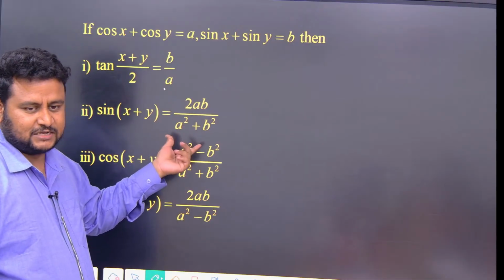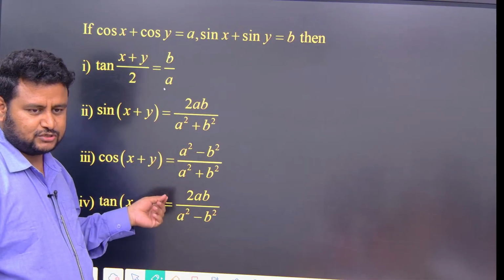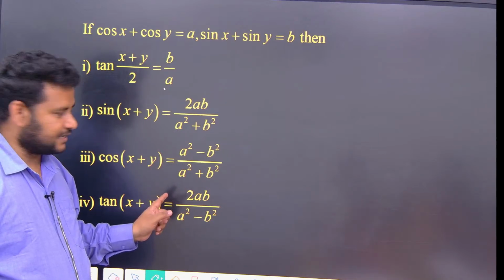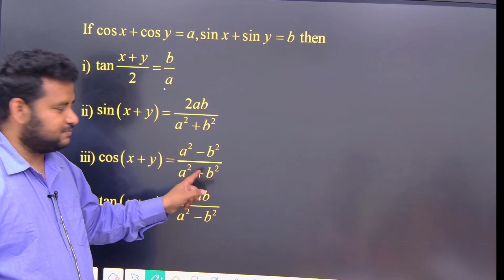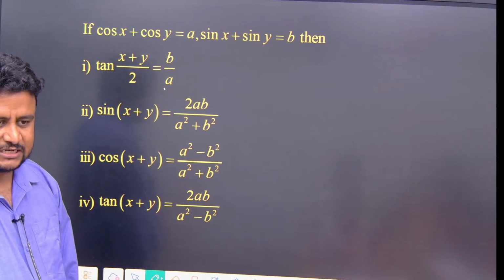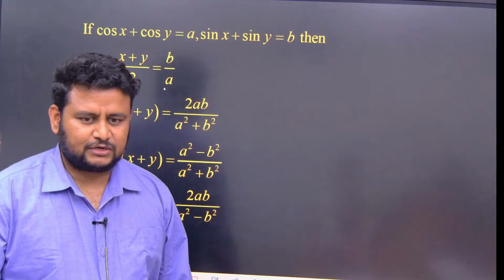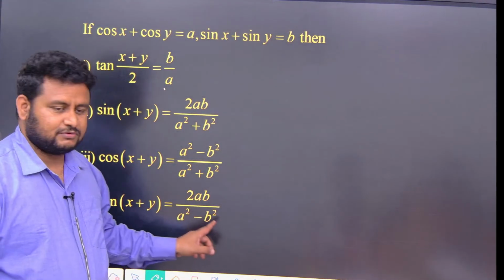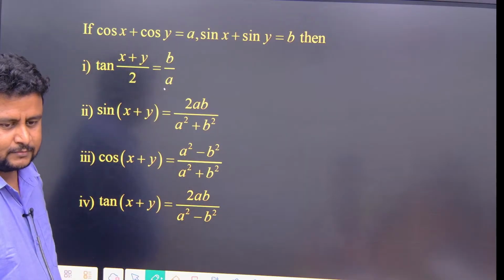2ab by a square plus b square. But when it comes to cos, you should write it as 1 minus tan square a by 1 plus tan square a. Correct? So you write it as a square minus b square by a square plus b square. But when it comes to tan, in terms of tan 2a, you should write it as 2 tan a by 1 minus tan square a. So it will be 2ab by a square minus b square. That's all. Clear?